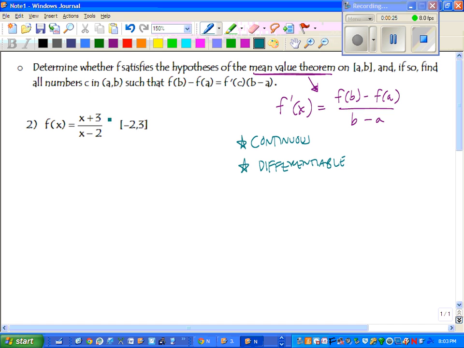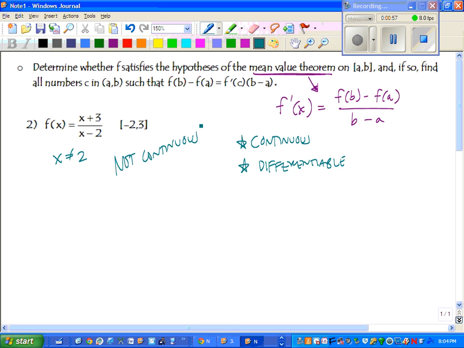So first, looking at this function, you should notice that this is not going to be continuous at all points. Whatever makes this denominator 0 is not going to be part of the domain and could be either a hole or an asymptote. So here, x cannot equal positive 2. If we put 2 in here, we get 5 divided by 0, which is undefined. So this is not continuous on this interval. So we can't use the mean value theorem.